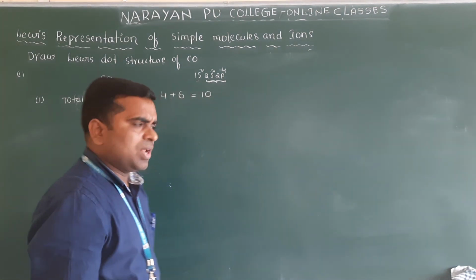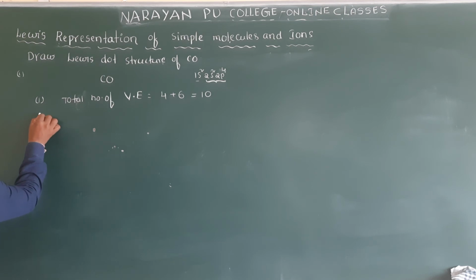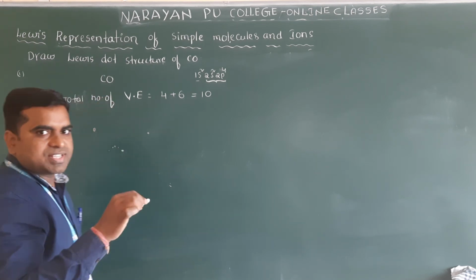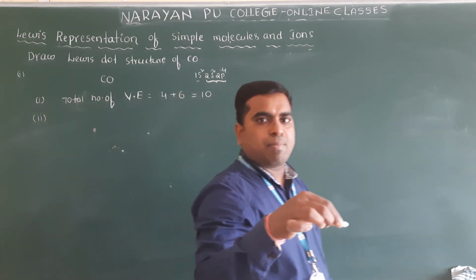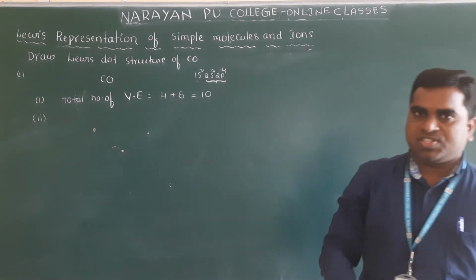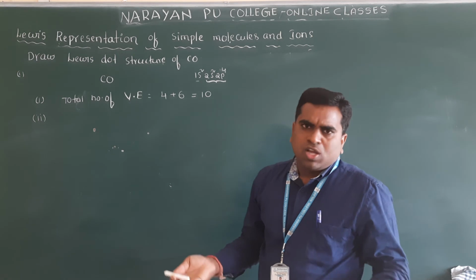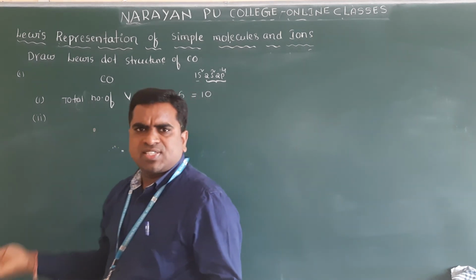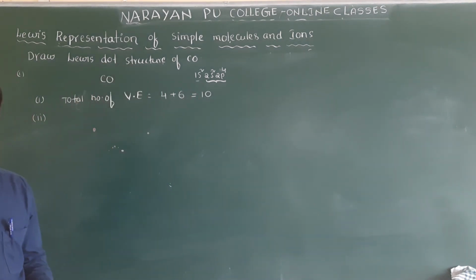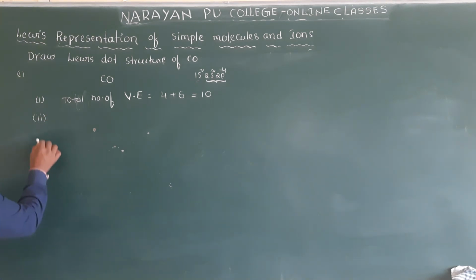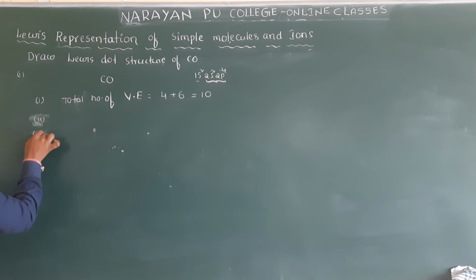This is the first rule. And what is the second rule? If a negative charge is there, you have to add an equal number of electrons. But does this molecule have any charge? No, so you need not consider the second step here. You can go directly to the third step.